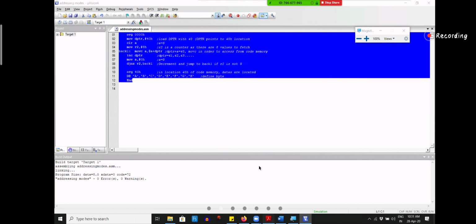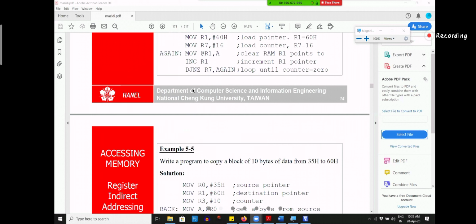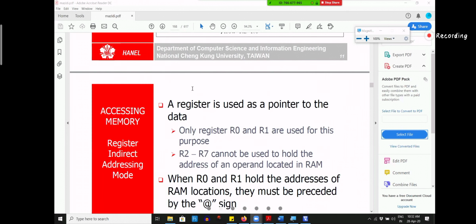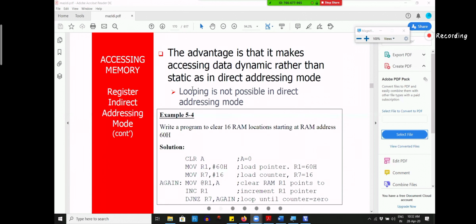Let's see these programs. I think there are plenty of examples of addressing modes in your textbook. Okay, please go through them. We don't have time to do each and every program. The concept is the same. Okay, the concept is the same.